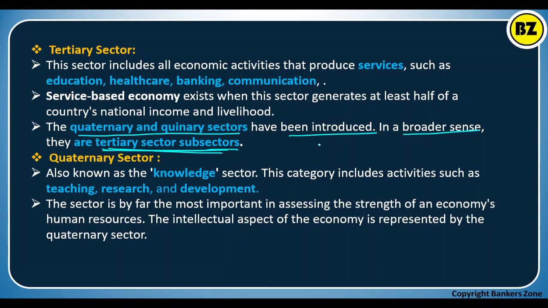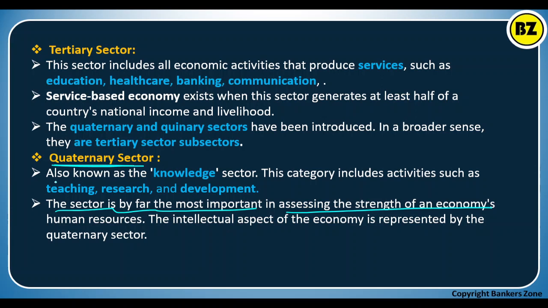Okay, so primary we have discussed, secondary we have discussed, and tertiary we have discussed. Apart from that, there is a quaternary and there is a quinary. Primary means simply agriculture, secondary is simply the industrial sector, tertiary is the services. Quaternary and quinary we will discuss. Now see here, the sector is by far the most important in assessing the strength of the economy. We are now discussing the quaternary sector.